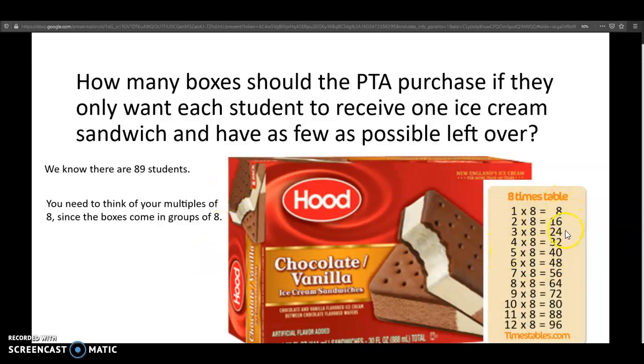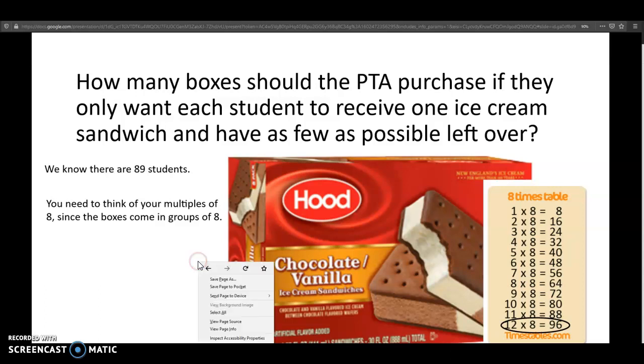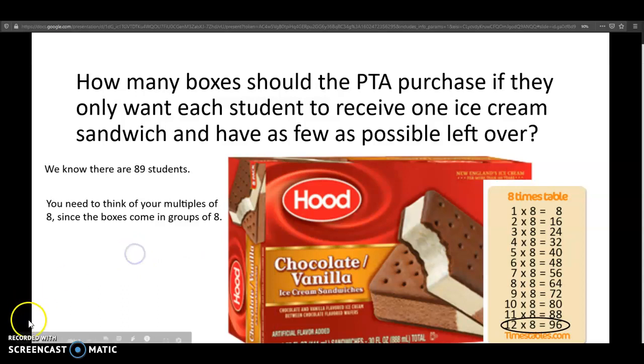When I go down my times tables here, I get to 88. But if I only bought 88, that one little kid would not get an ice cream, and that would not be nice. So I've got to buy this box right here. I've got to buy 12 boxes of 8, and that would give me 96. I would have extras, but that's still the amount I'd have to buy to make sure everybody got one.